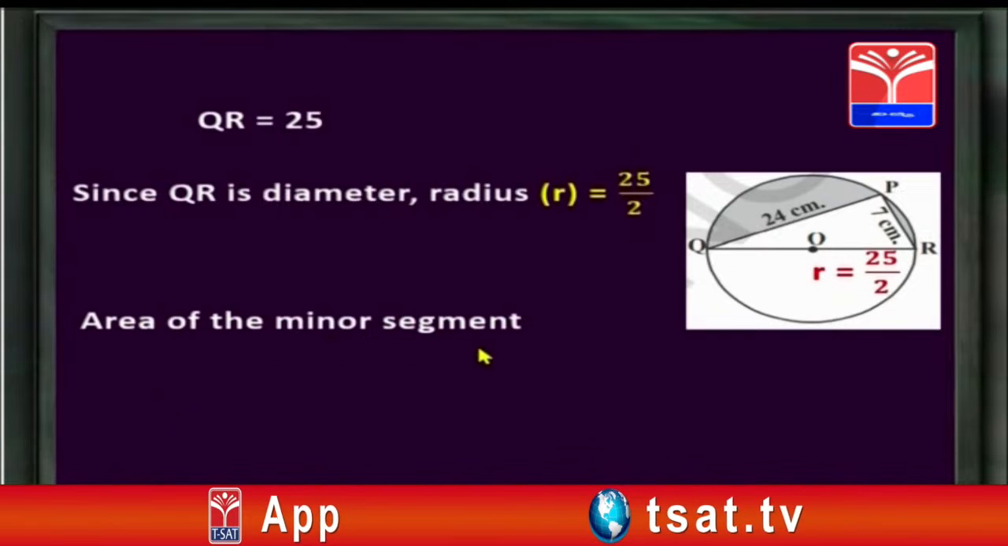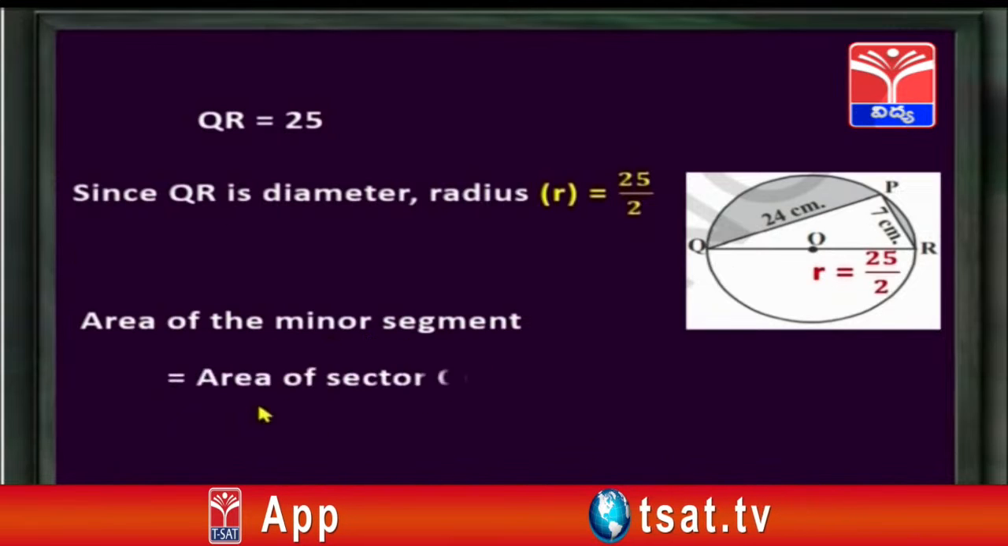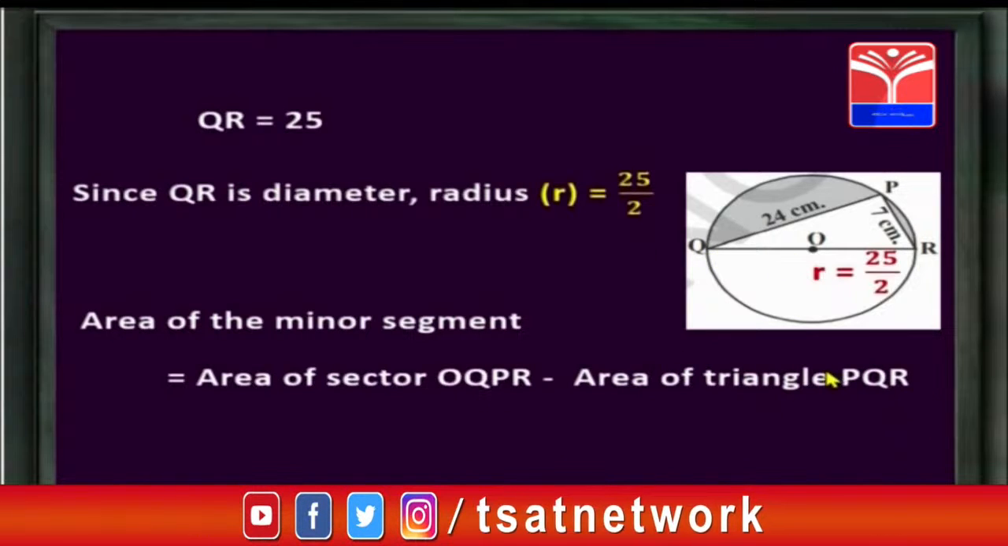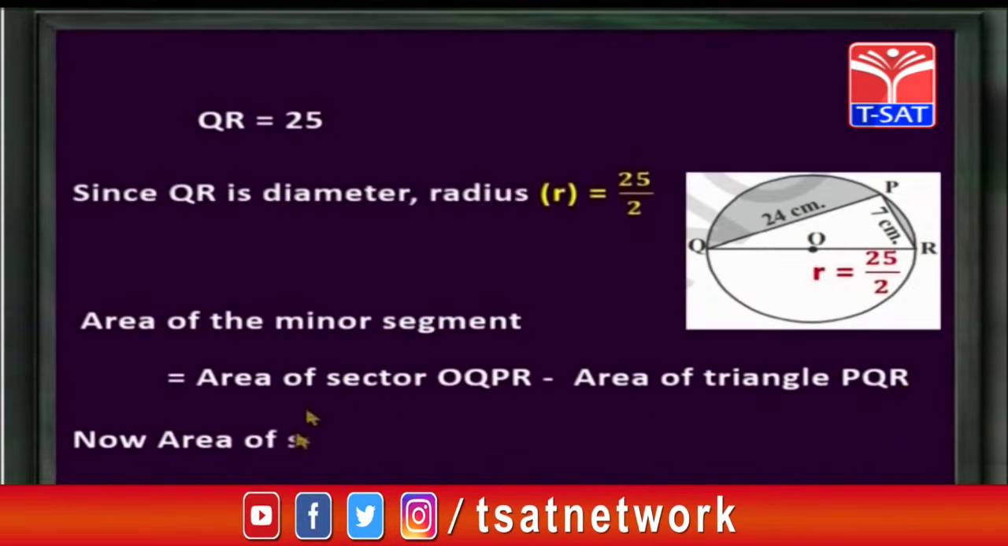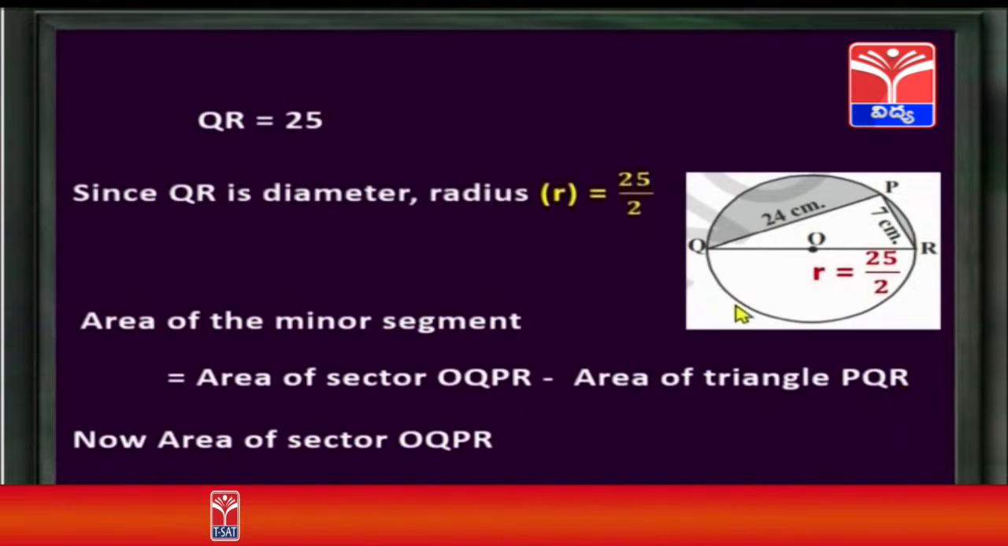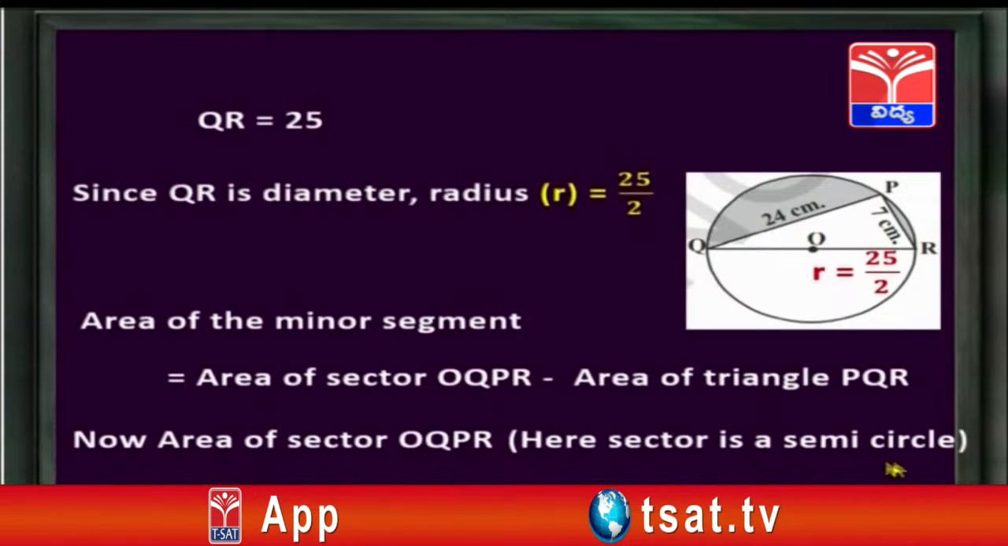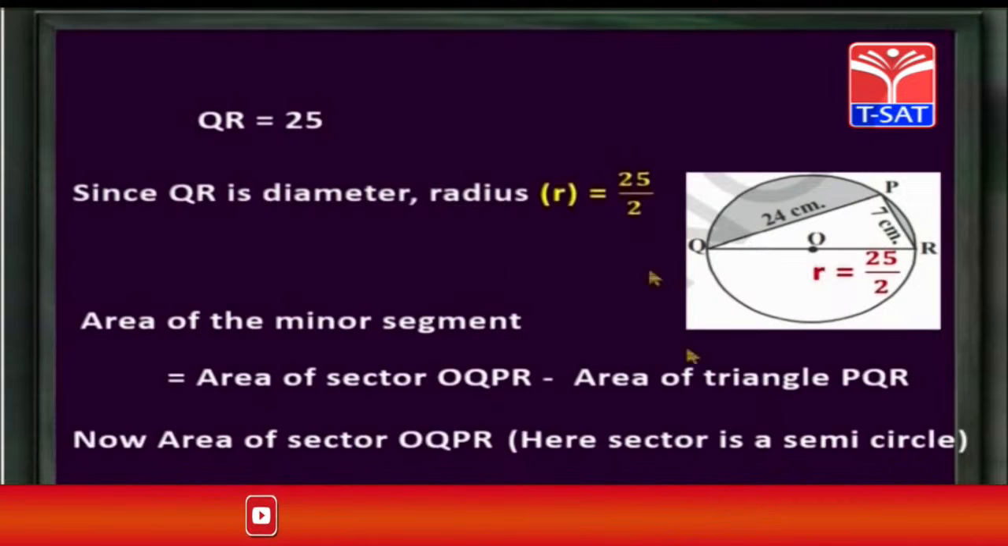Area of the minor segment is equal to area of sector OQPR minus area of triangle PQR. Here the sector is a semicircle. Now, let us find the area of the sector and the area of the triangle.